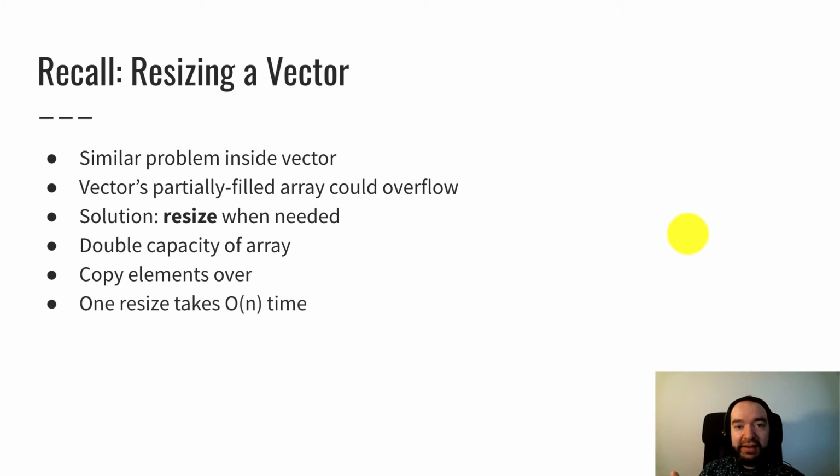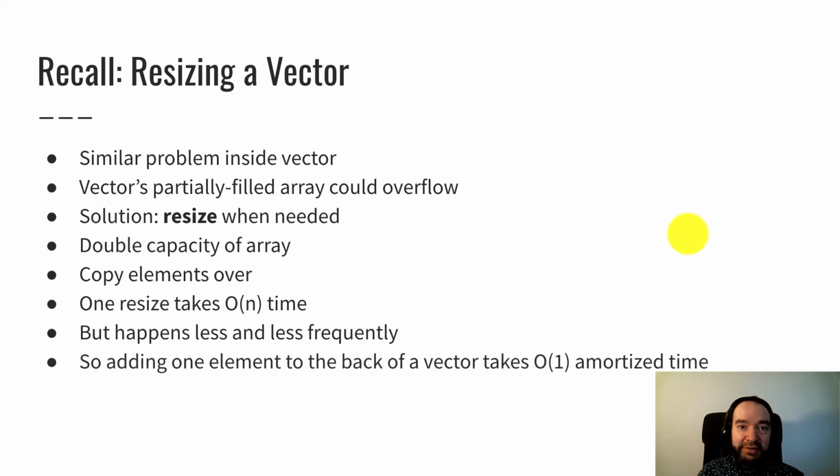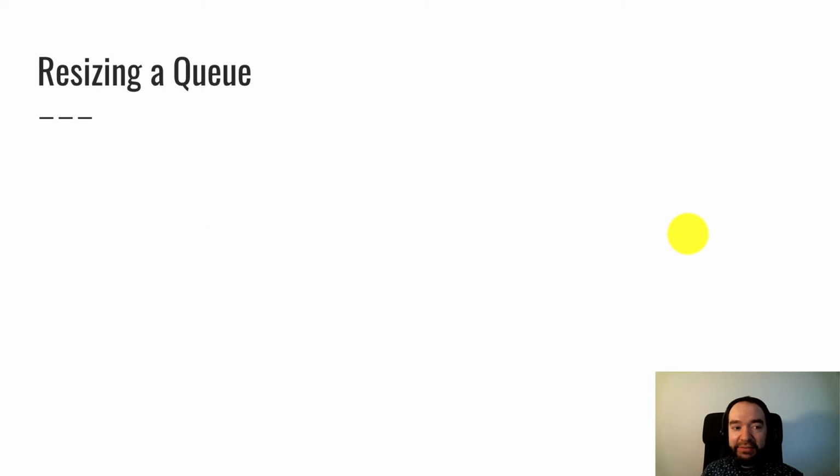That whole process takes linear time because of the copying loop. However, it happens less and less frequently as the vector gets bigger and bigger. If we keep doubling the size of the vector, eventually it gets pretty big, and you don't need to resize it very frequently, if at all. And so the mathematical analysis was that this resizing behavior doesn't really change the runtime of the vector very much. Adding an element to a vector still takes constant amortized time. We're going to apply that same idea to our queue.